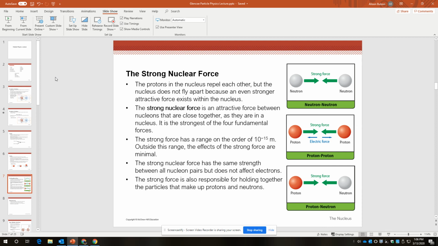So this is a big idea. Protons shoved together in a nucleus would tend to not want to be close to each other. They would be repelling each other by the electrostatic force, like charges repel. However, they don't. There's another force at play called the strong nuclear force.